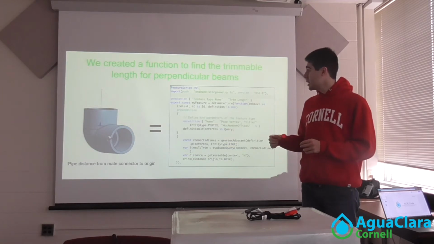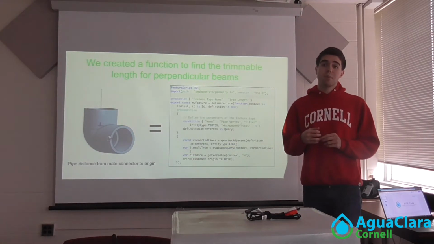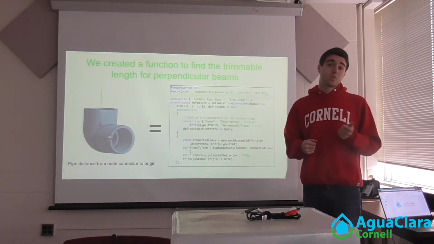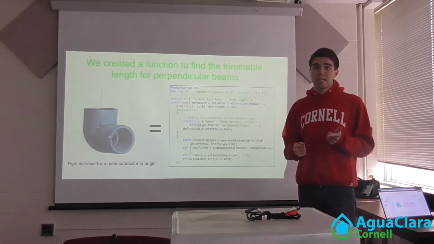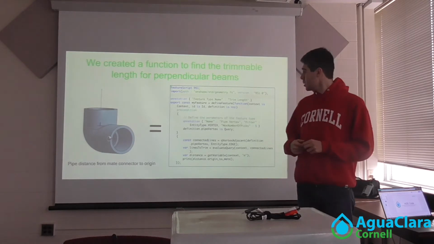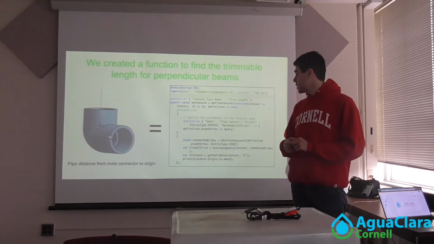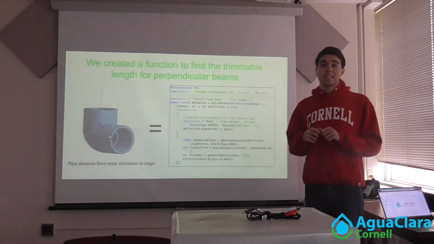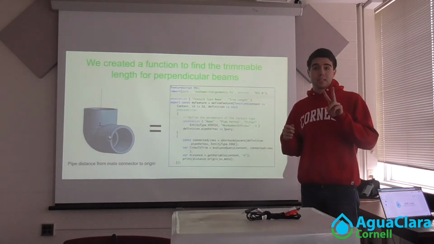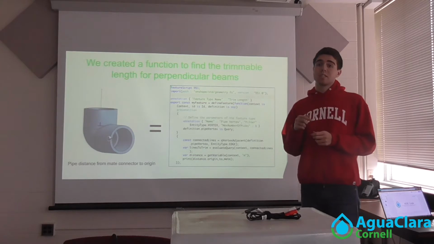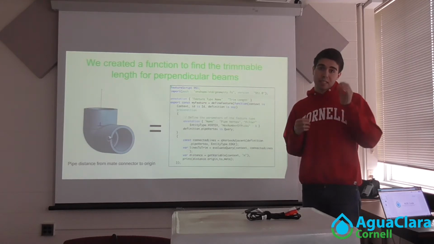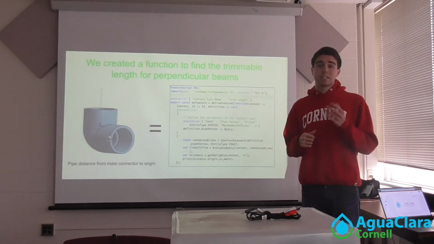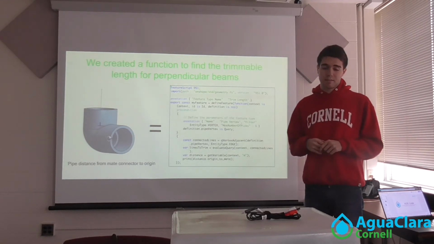The code I have written here is basically a function that both gives us access to perpendicular beams, as well as lets us use the length to trim. So basically, given an elbow's origin, if you click it, it'll access both beams perpendicular to that elbow and allow us to trim the appropriate length.